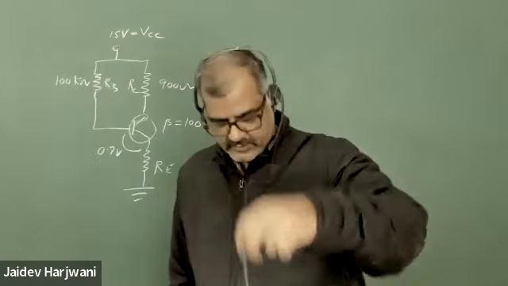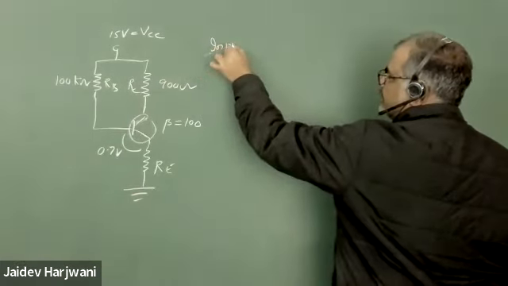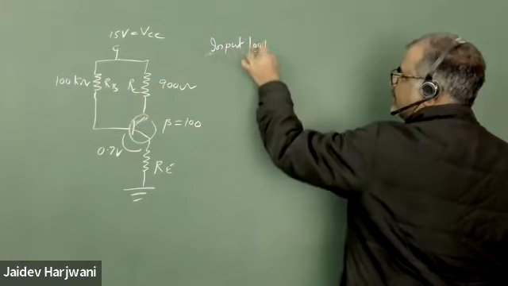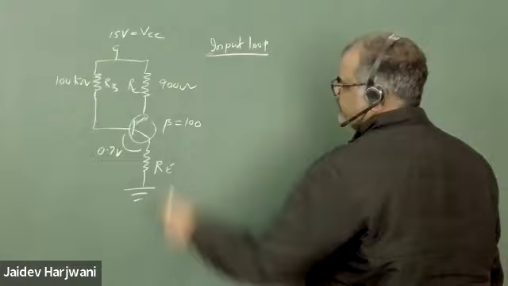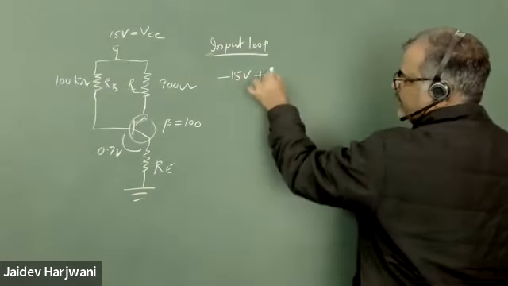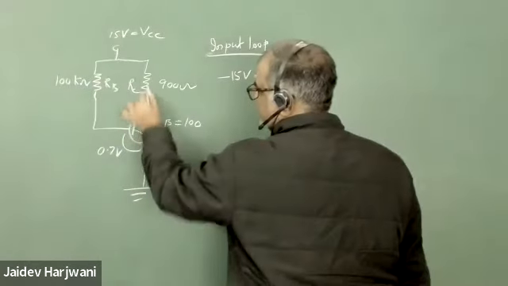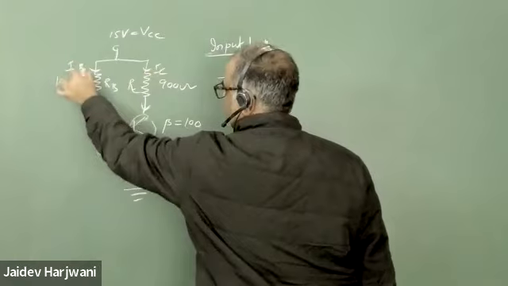Okay, so you have the input loop. So in the input loop, apply KVL. So you have 15 volt, 100 kilo ohm. So obviously this current is IC, and this current is your IB.